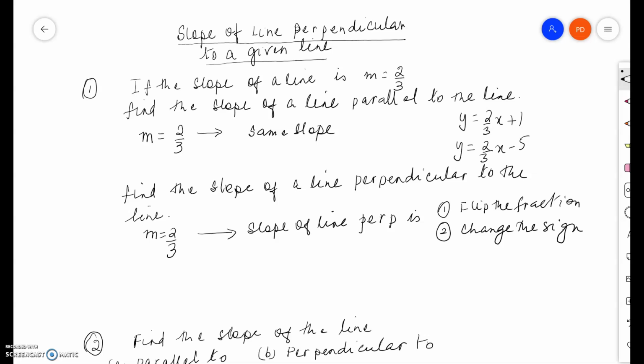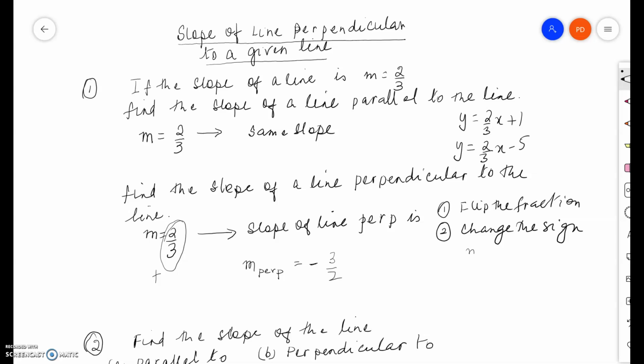So basically I'm finding the slope of the line. I'm going to call it m perp, so perpendicular line, is I'm going to flip this fraction 2/3 to make it 3/2. The sign of the given slope is positive, so I'm going to change the sign. So negative 3/2 is the slope of the line perpendicular to the given line with slope m equals 2/3.